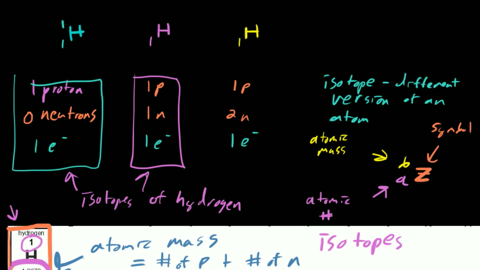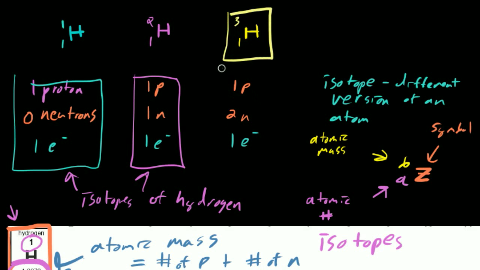And then the next one, we've got 1 proton and 1 neutron. So what's our atomic mass going to be? Well, it's going to be 2, right? It's the number of protons plus the number of neutrons. And then finally, we've got our third isotope of hydrogen, which has 1 proton and 2 neutrons. We just add those together, and the atomic mass of this isotope is going to be 3. So there are 3 examples of different isotopes of hydrogen.